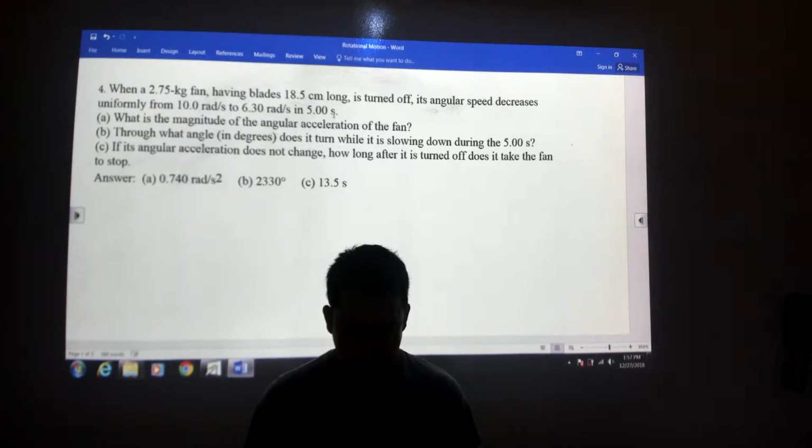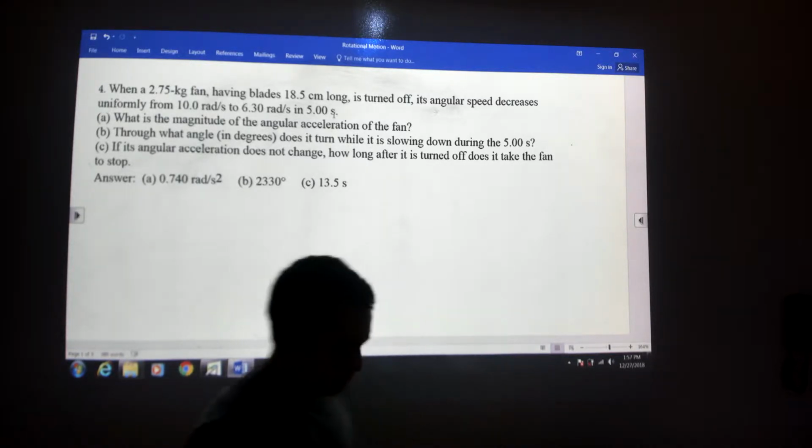In this case, you have a fan, and you know the radius of its blade, which is given. Once you turn it off, the angular velocity decreases, and in 5 seconds it goes from 10 radian per second to 6.3 radian per second. And you need to find out what is the angular acceleration, what is the angle, and how long will it take to come to the stop. So let's put out all the information here.